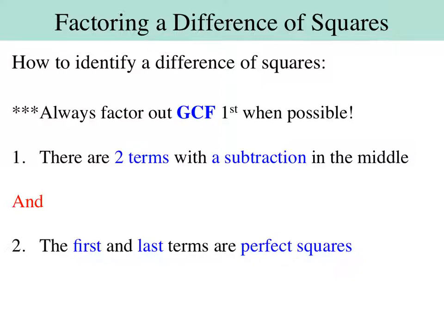The last thing I wanted to show you guys was remembering how to factor your special cases. So factoring a difference of squares, the way you would identify this is look for a GCF first always, and then if there's two terms with a subtraction in the middle and the first and last terms are perfect squares, then that would be a difference of squares.